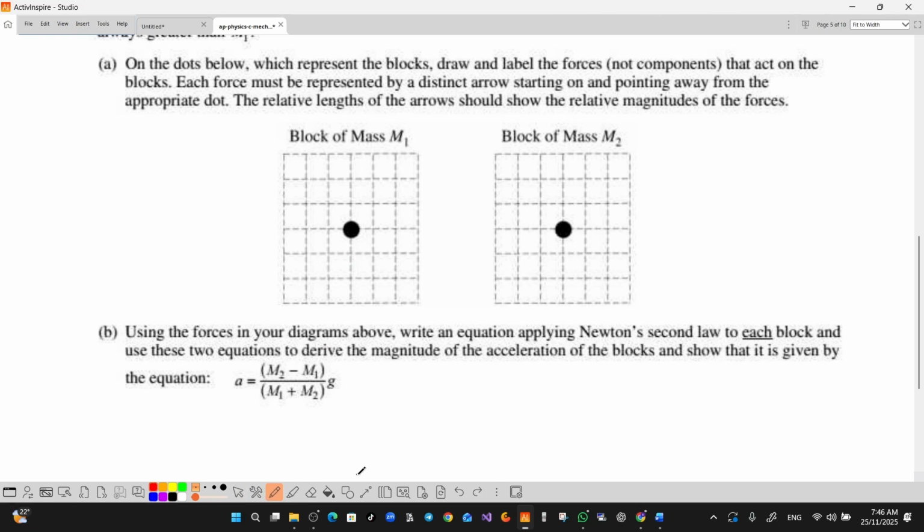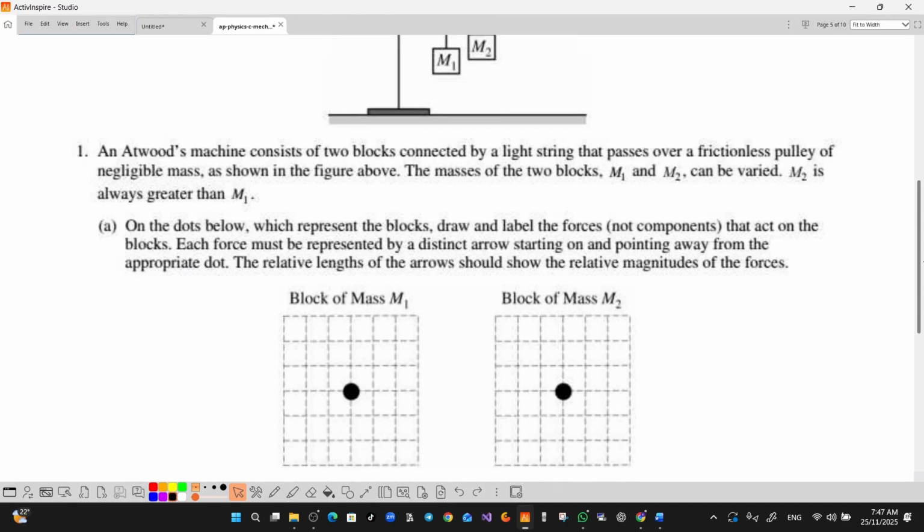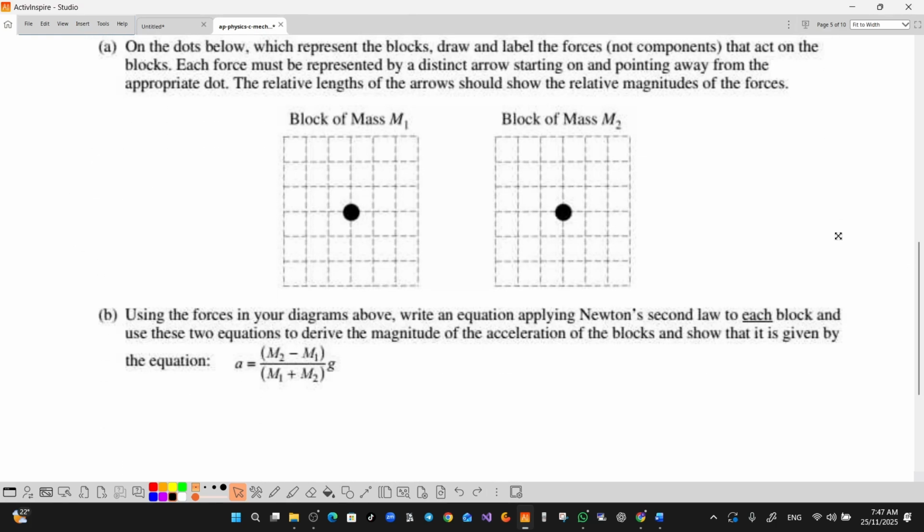Now to do so, we need first to determine the forces acting on each body. So let's start by determining the forces acting on M1. Here on M1, we have two forces acting on it: the force of gravity, which is acting downward, and the tension force, which is acting upward. Now we know that since the pulley is massless, which means it has negligible mass, the two tensions on M1 and M2 are equal, and this should be reflected on the sketch.